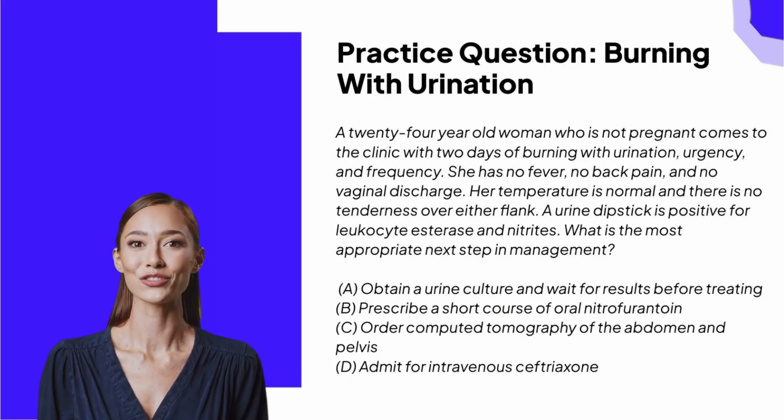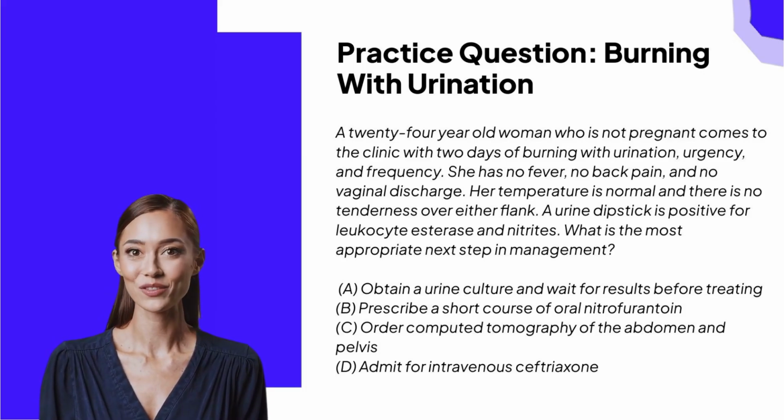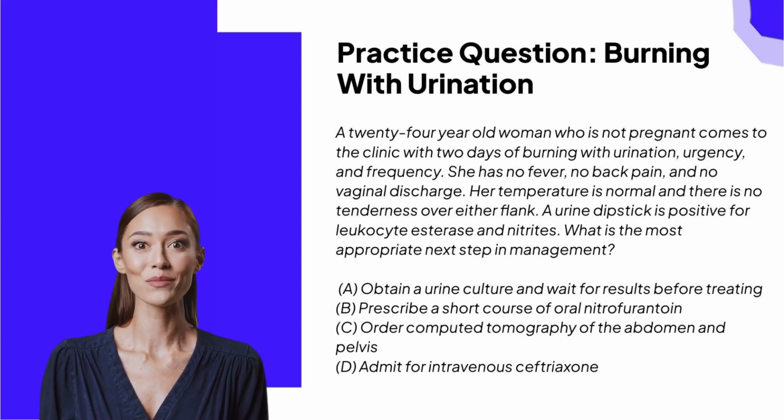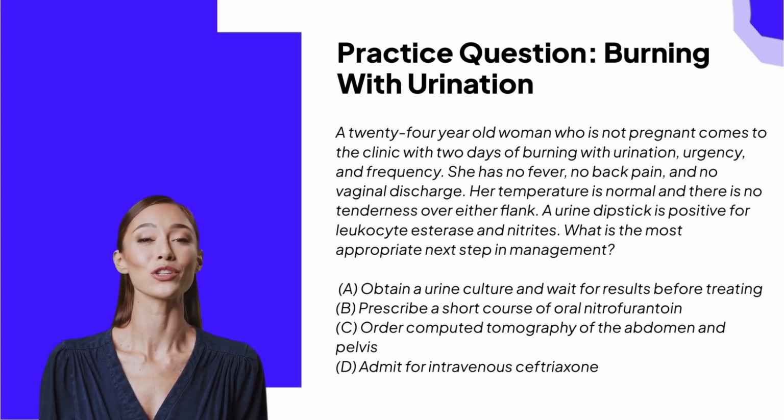Let's work through our first practice question. A 24-year-old woman who is not pregnant comes in with 2 days of burning, urgency, and frequency. She has no fever, no back pain, and no vaginal discharge. Her temperature is normal, with no flank tenderness. A dipstick is positive for leukocyte esterase and nitrites. What is the most appropriate next step? Notice what the stem gave you and what it withheld. She's young, not pregnant, afebrile, and her flanks aren't tender. Read the 4 options, commit to an answer, then we'll walk through the reasoning.